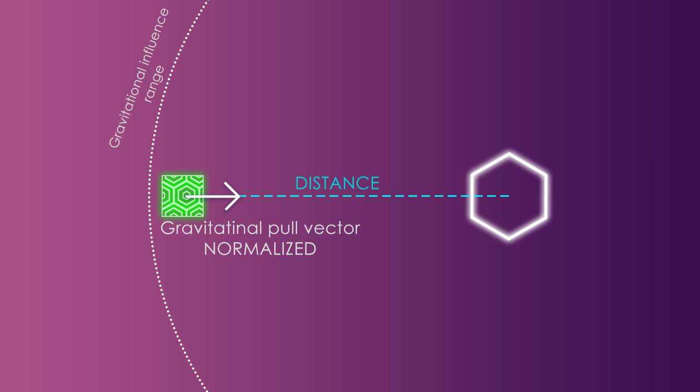Another thing we have right here is the gravitational pull vector, which is normalized. We're going to see how we calculate the gravitational pull vector later on, but it's really important we normalize it so we can apply our own custom scalars, so we can define how strong a gravitational pull is with much more consistency. So let's move on to variables and other stuff we need.